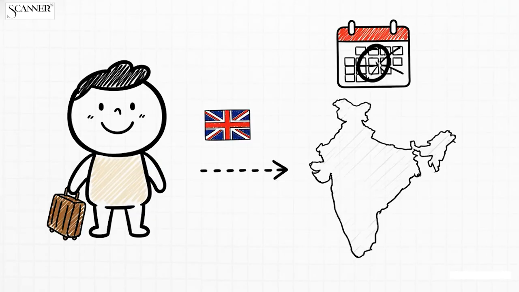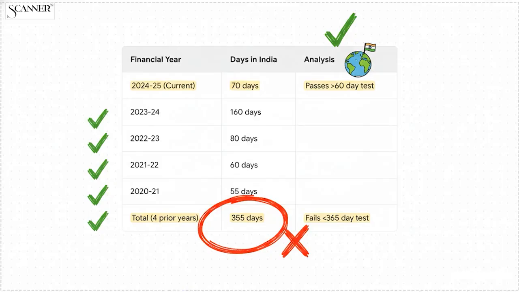Okay, to make this crystal clear, let's take a look at Andy. He's a British citizen, and he's been visiting India off and on for a few years. Our job is to figure out his tax status for the 2024-25 financial year. So let's do the math for Andy. In the current year, 2024-25, he was in India for 70 days. That's more than 60, so check, he's met the first condition. But now we have to look at the 4 years before that. We add it all up, 160 plus 80 plus 60 plus 55. That gives us a total of 355 days. And that is just shy of the 365-day requirement.